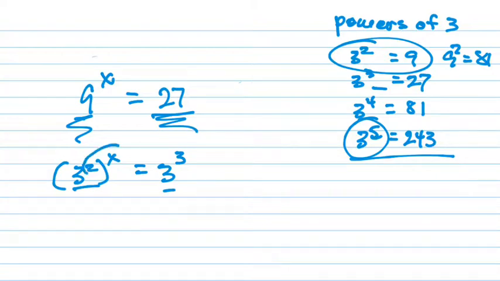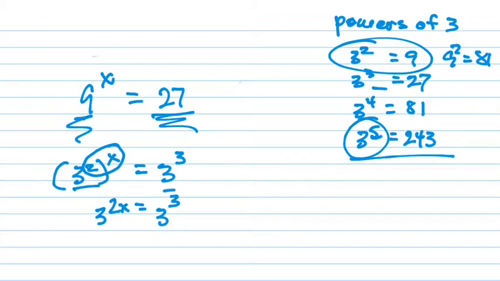Now, we have to deal with this, because I've got two exponents. I've got to put them together. When you raise a power to a power, 3 to the power of 2x, you just multiply them together. So 3 to the power of 2x equals 3 to the third.